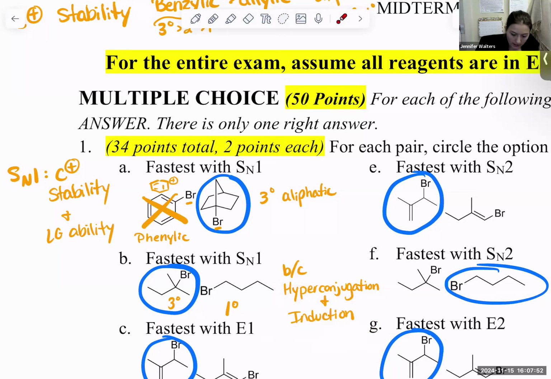They work together to stabilize the carbocation that would form. So if this leaves and you just get a positive charge there, I have 3 carbon groups donating in, whereas here I only have 1. So that's going to be very unstable. Having more substituents makes it more stable because there's more electron density being donated in to stabilize it.